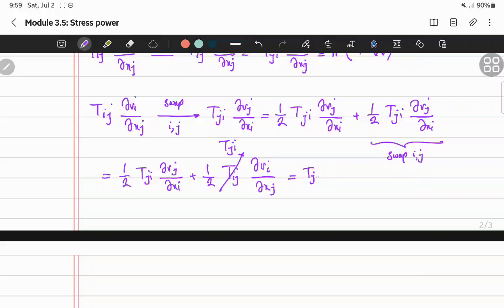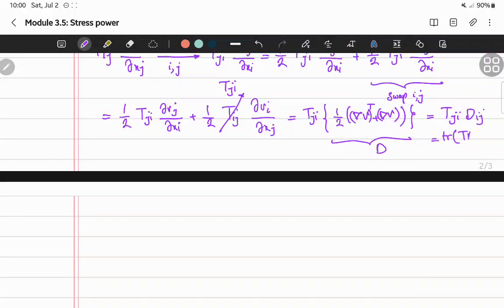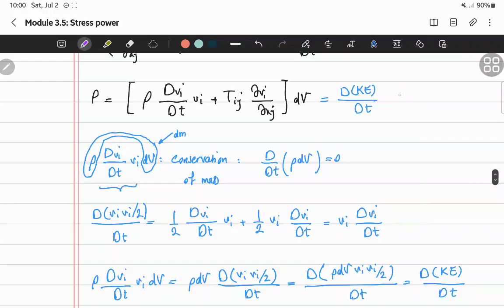So I can write this as Tji and write this as half of, this is basically del v, and this is del v transpose. This is del v transpose, and this is del v. So we have half of del v transpose plus del v. This is the symmetric part of del v, or the rate of deformation tensor. So this is Tji Dij, and this is basically equal to the trace of TD. Great. So now we figured this out, and we found this is equal to the trace of TD.